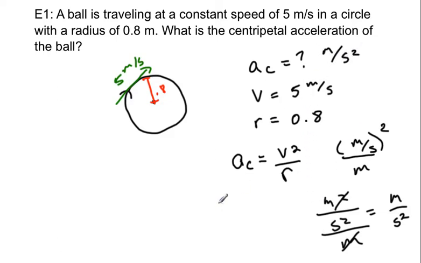So now let's just plug in numbers. You have 5 squared divided by 0.8. That's the centripetal acceleration, and the unit will be meters per second squared. You can plug that into your calculator to solve for it. I'm not going to do that for you. Alright, let's try another problem.